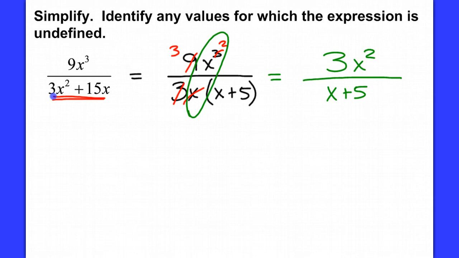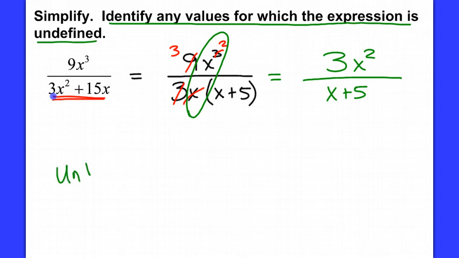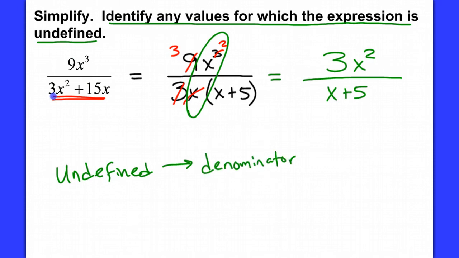The next thing we need to do is identify any values for which the expression is undefined. Undefined, real quickly, means that the denominator is equal to 0. So we need to identify any values of x that would make our denominator here, x plus 5, equal to 0. And hopefully we can see that.